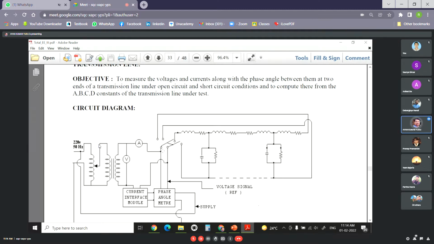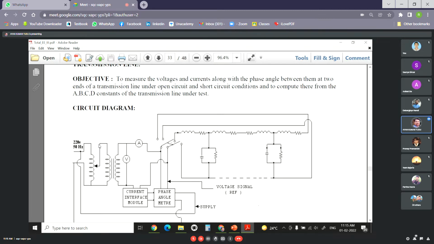What we do is manually change the supply. One time we give the supply to the sending end, and at another time we give the supply to the receiving end. So we manually change the supply from the sending end to the receiving end. Though there is a picture of a switch, in our actual work we do not use any switch. Please remember this.